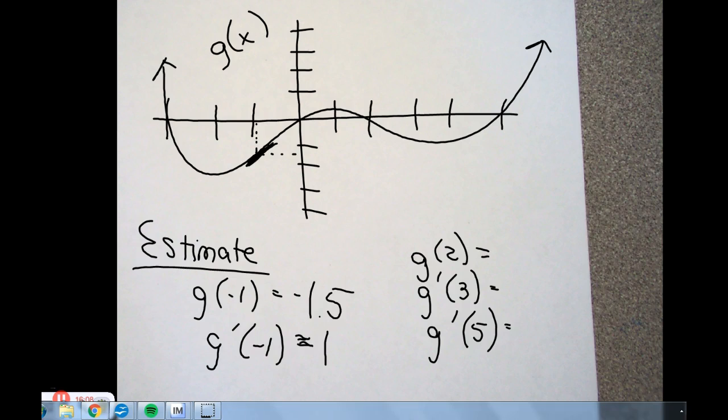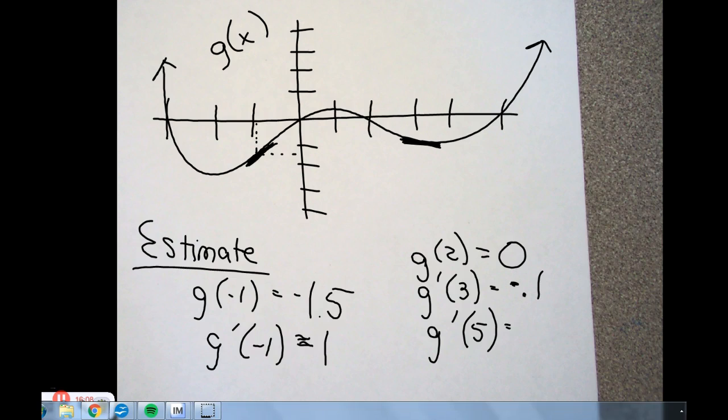G of 2 is just the y value there. That's 0. It might be like negative 0.1. I didn't draw it very well, but G prime of 3, what's that? Slightly negative. Even if you put 0, I think I can handle it there. It's probably like negative 0.1 or something. Again, there's room for error. If you put positive, I think I can reasonably mark you wrong, but it's definitely not sloping up. It's either flat or slightly negative. Fair? G prime of 5.